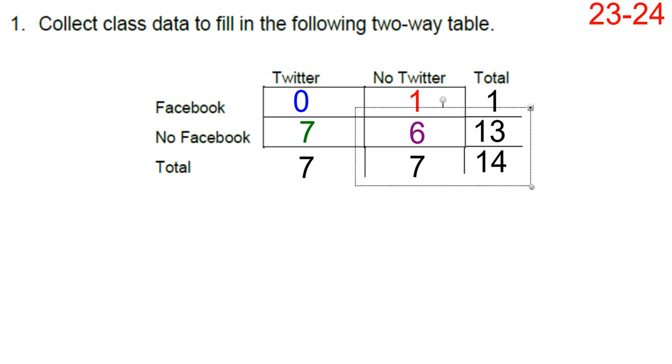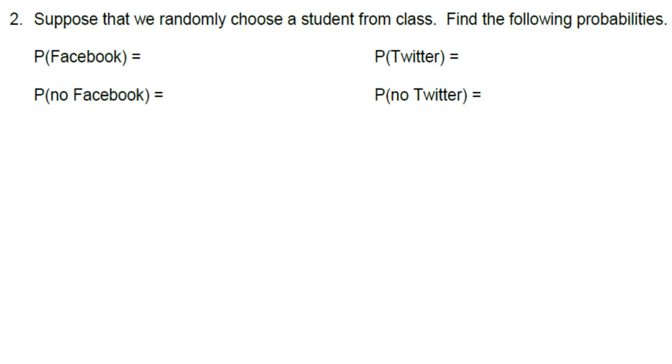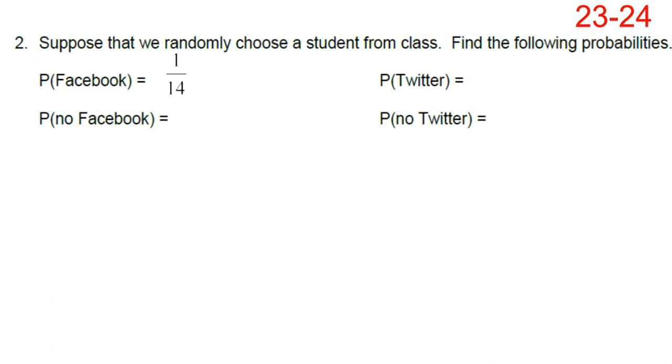So let's start looking at some probabilities. Here we've got a couple of questions. Suppose that we randomly chose students from this class. What would be the probabilities that they are a Facebook user, they are a Twitter user, they are not a Facebook user, they are not a Twitter user? So if we start with the first one, the probability of being a Facebook user, we had 14 individuals studied. We had one person indicate that they were a Facebook user, so that would be 1 out of 14. That's coming from the upper right-hand corner of your table.